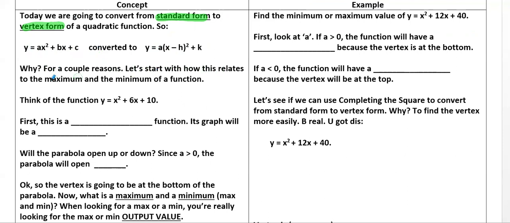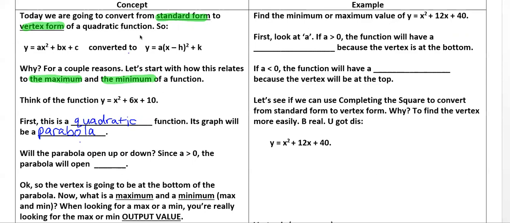Let's start with how this relates to the maximum and the minimum of a function. Think of the function y equals x squared plus 6x plus 10. First, what kind of function is that? That is a quadratic function. How do we know? Because it has an x being squared, so the degree of the polynomial is 2. Its graph will be a parabola, so it's going to be that kind of U shape that we've already worked a lot on.